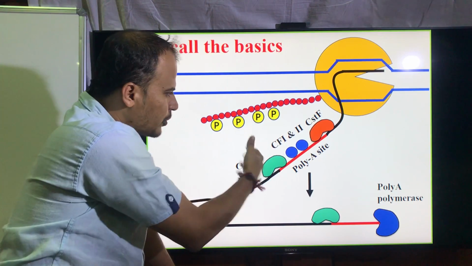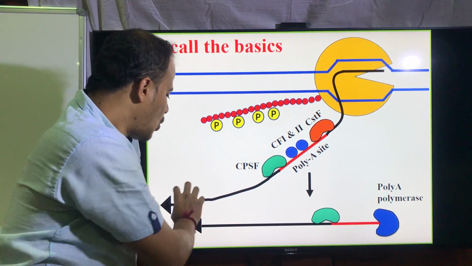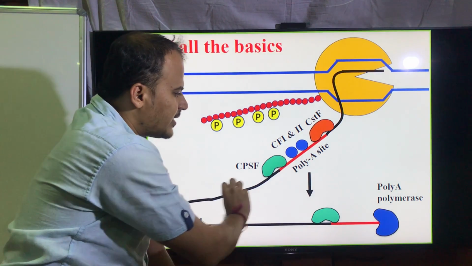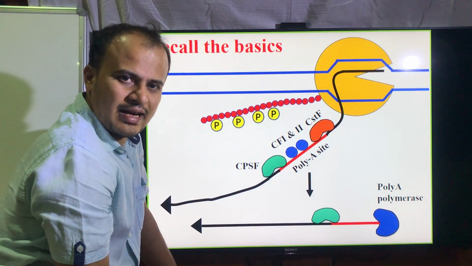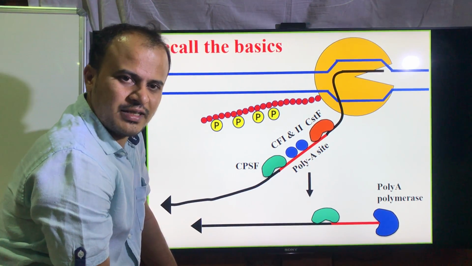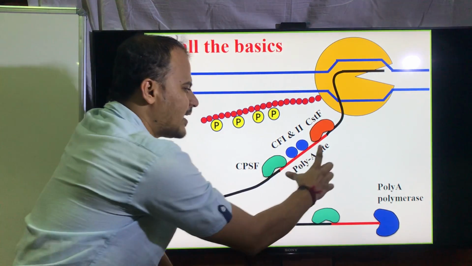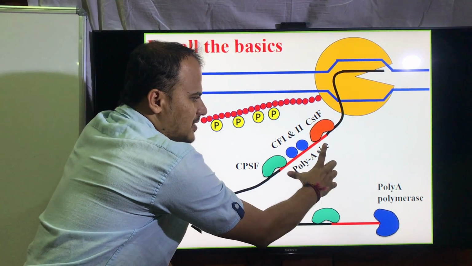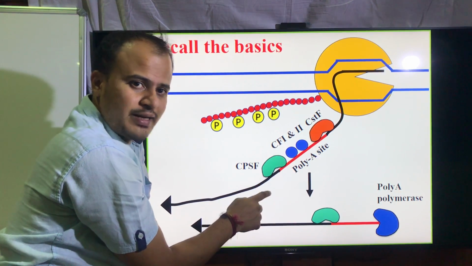These proteins are carried by the tail of the RNA polymerase. When the RNA polymerase reaches the end of the gene, it transcribes a specific sequence called the poly A site. This is the red one which I indicated here, called the poly A site.